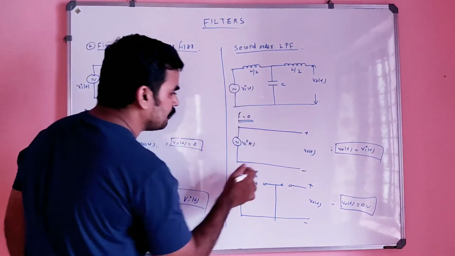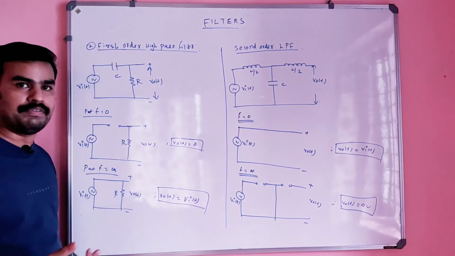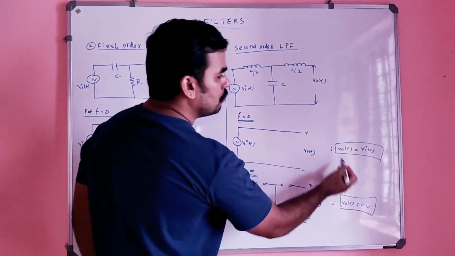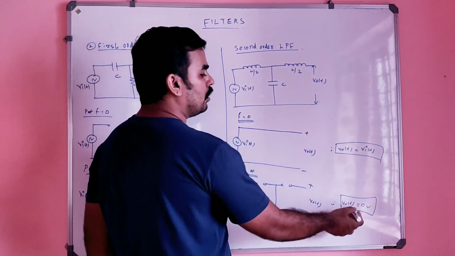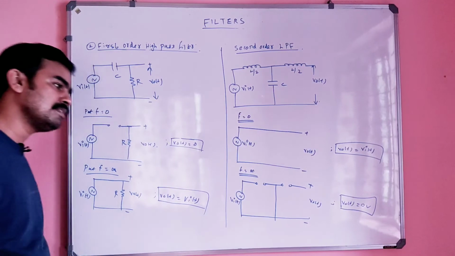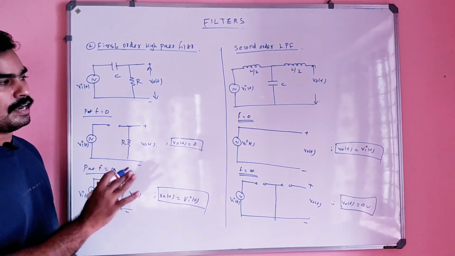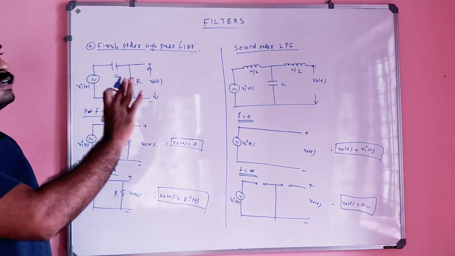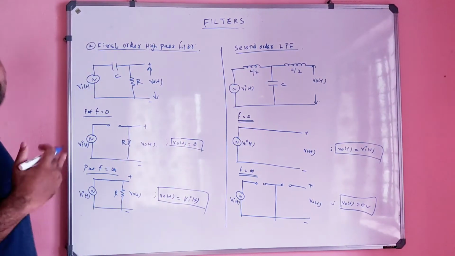So by looking at the diagram, by applying the frequency range f equal to 0 and f equal to infinity, we got a conclusion that it allows the signal at low frequencies, but it blocks the signals at high frequencies. That means there is no output at high frequency, right? So this is the second order low pass filter. It allows the low frequency.